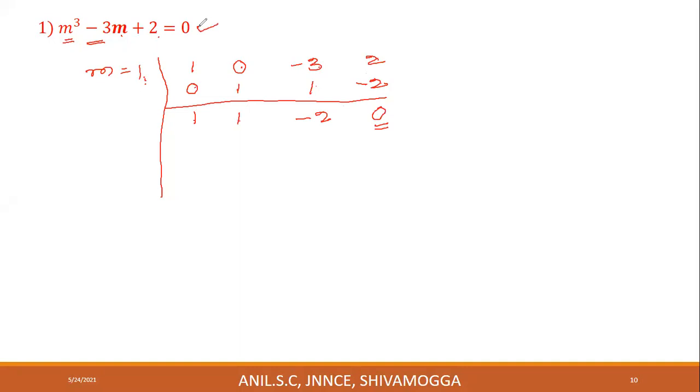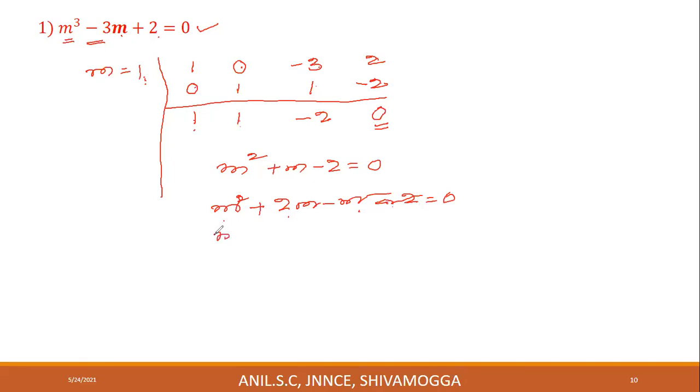Now this cubic equation is reduced to a quadratic equation, that is 1 into m square, which is m square, 1 into m is m, minus 2 equal to 0. Rest is very simple. You can easily factorize this. How do you factorize this? m square plus m minus 2 can be written as m square plus 2m minus m minus 2 equal to 0.